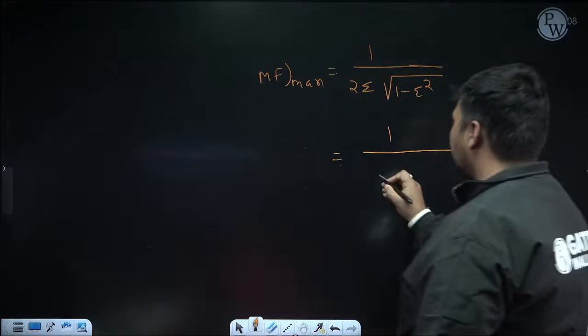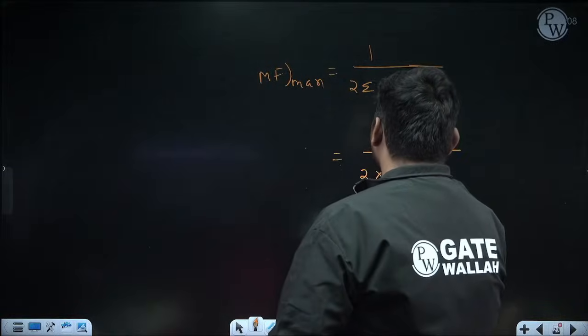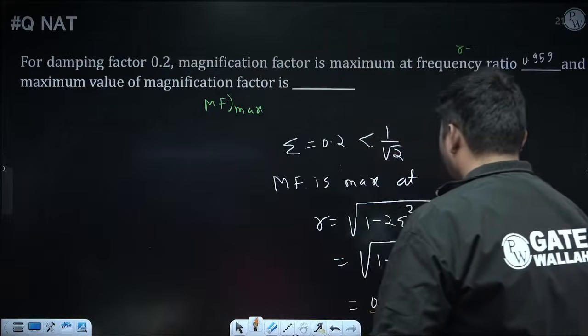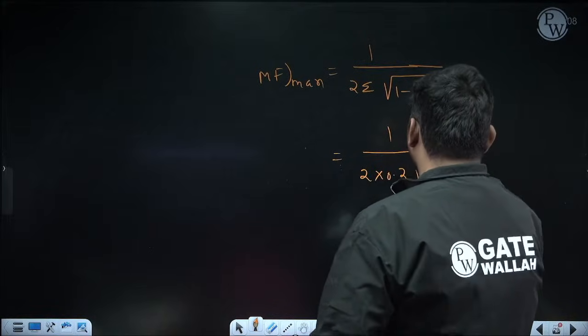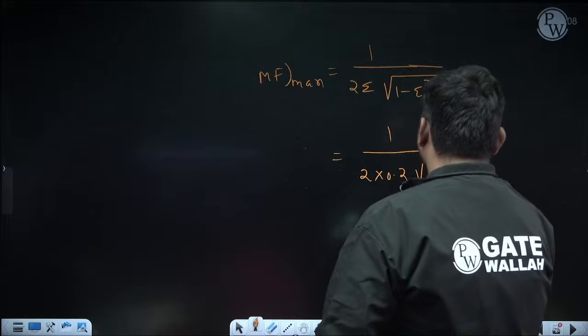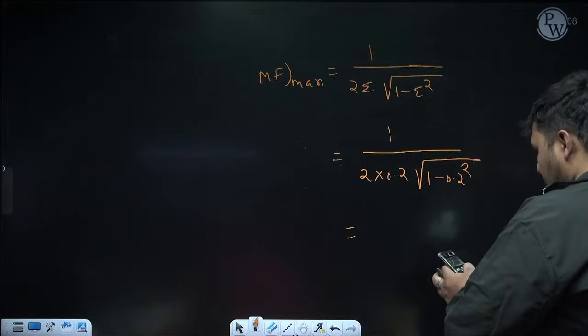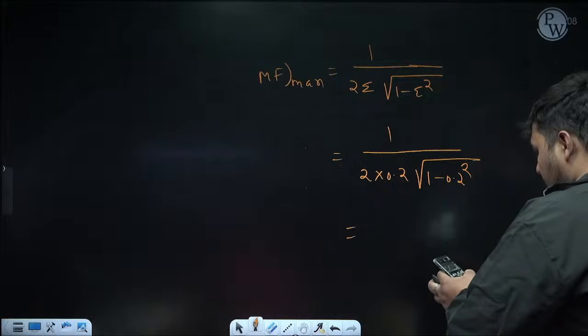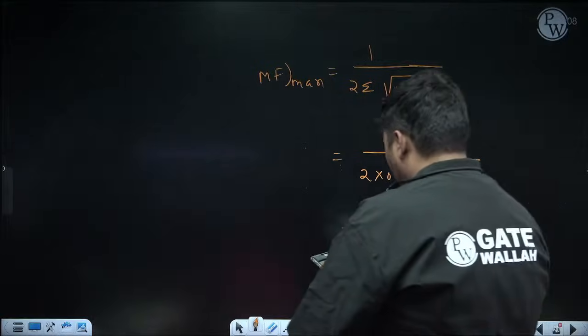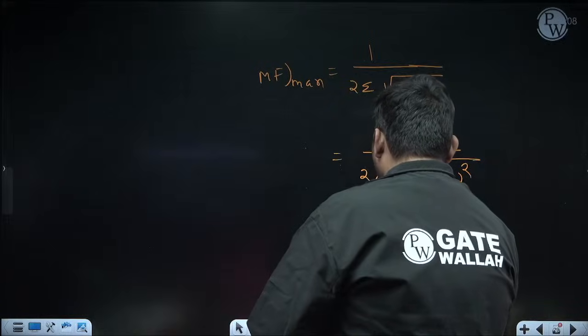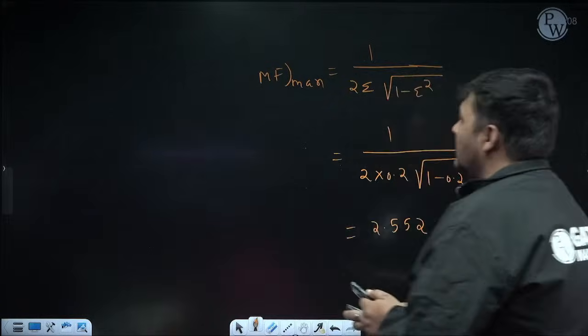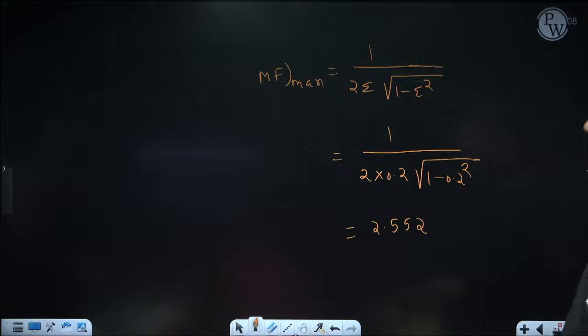Automatically it will come. 2 zeta is 0.2 root over 1 minus 0.2 square. How much is it coming? 2.552. So this is the maximum value of MF.